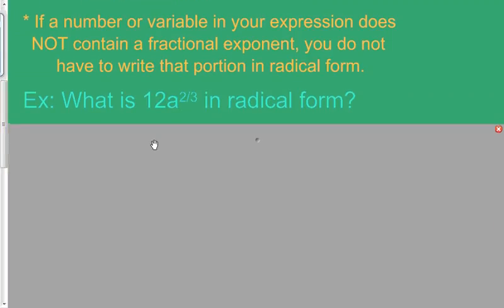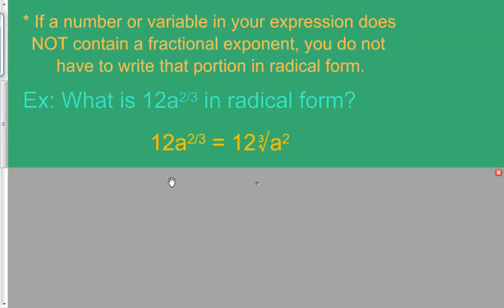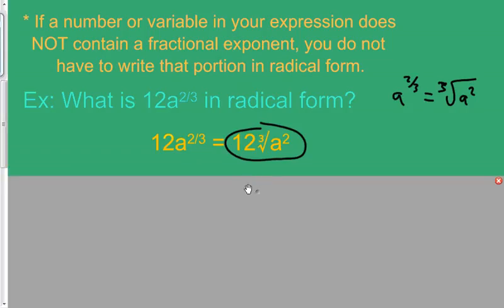We have 12 times a to the 2/3 power. So the 2/3 is just raised to the a. So that would be 12 times the cube root of a squared. And that's the answer, because of that rule that we said at the key concept. 12 is just out in front, so it's not attached. But a to the 2/3 power is the same thing as the cube root, the bottom number, and the 2 goes with the a. It's a squared. Okay, that's a way to write that in radical form.